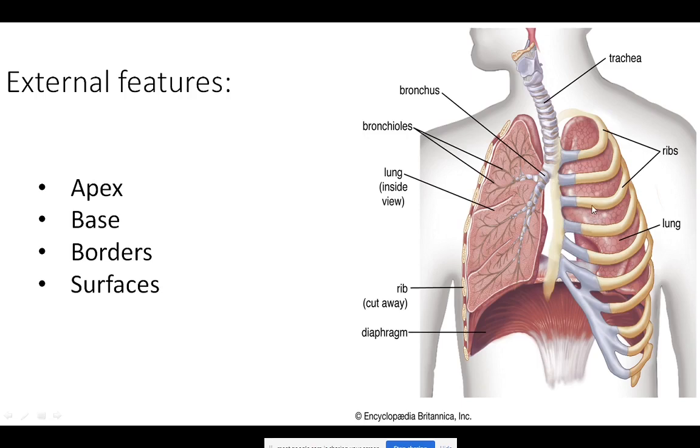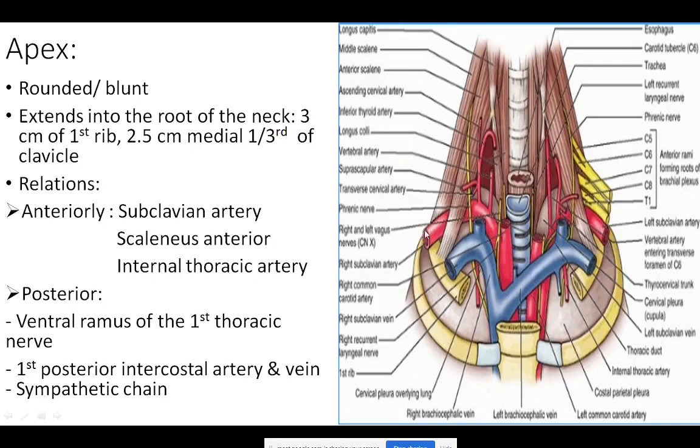So each of the surfaces is bounded by borders. What is the apex? The apex of the lung is blunted. It extends into the root of the neck, 3 centimeters above the first rib, and 2.5 centimeters above the medial end of the clavicle, okay?